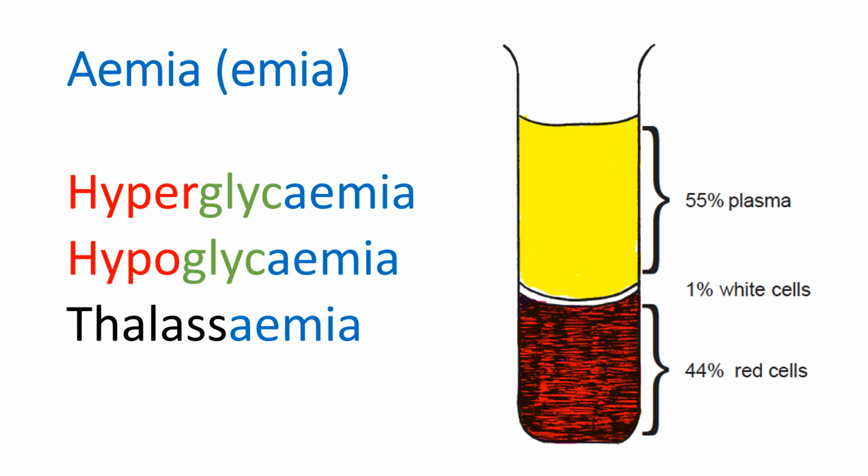Now, the interesting diagram on the right shows what we get if we take a blood sample, anticoagulate it with something like heparin, and then centrifuge it. Because what we see is that the heavier red cells sink to the bottom. In this case, 44% of the volume is red cells. And the lighter plasma floats on top, in this case 55% of the volume. And in between the two, you just get a thin layer, 1% or less, of white blood cells. So we can see that the blood contains lots of red blood cells, a reasonable amount of plasma, but a relatively small proportion of white blood cells.